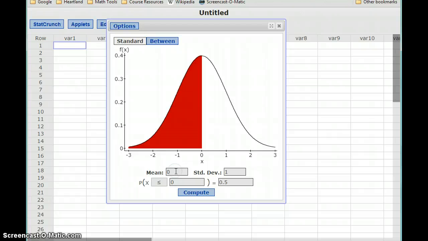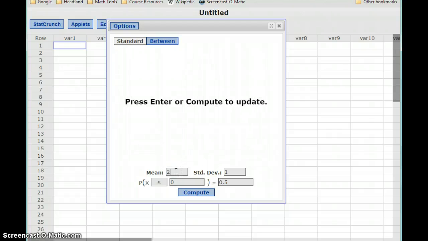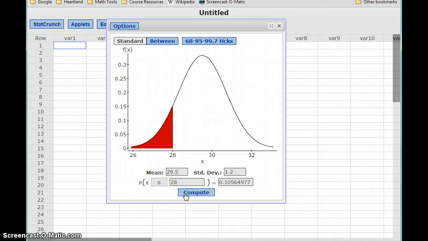What we need to do is input our value for the mean, which again in this case is 29.5, our value for the standard deviation, which is 1.2, and then we need an inequality statement. In this case, we want the probability that x is less than or equal to 28. And what we generate is this shaded graph that should match up with the picture that we drew. So we have the mean again centered right around 29.5. We have our shaded region starting at 28 and headed to the left.